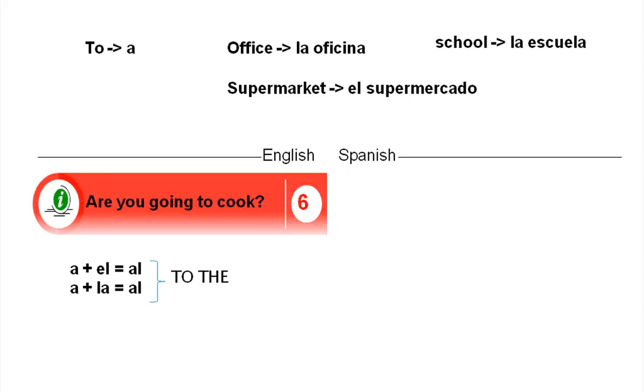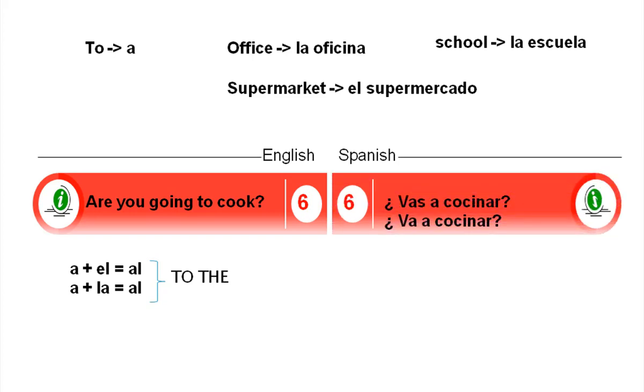Alright. Are you going to cook? So again, you going or you go, you know it's vas or va. And cook is another verb which means cocinar, to cook. So two verbs in a single sentence, and that's a question. So vas a cocinar or va a cocinar, depending upon you want to ask in an informal or a formal manner.